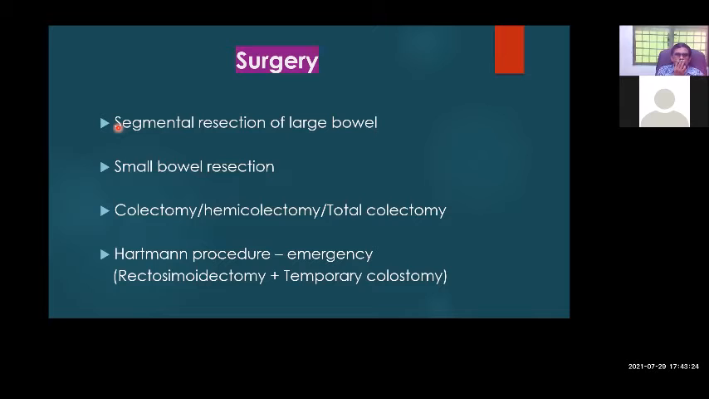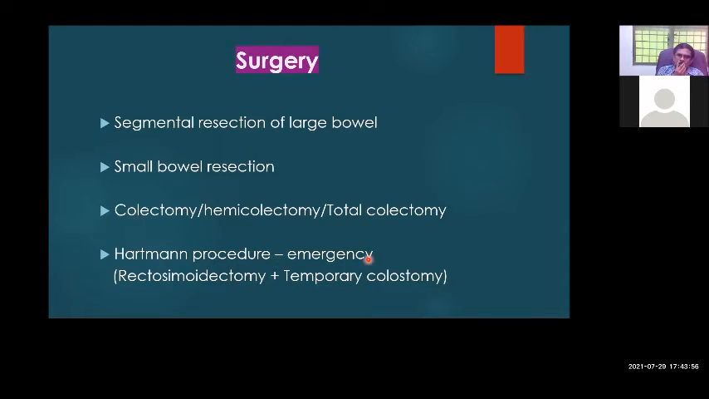Surgery for lower GI bleeding: segmental resection of the bowel. That means you remove the segment of the bowel where the bleeder is, thereby removing the source of bleeding. If it is a small bowel, you can go for resection of the small bowel. If it's a large bowel, you go for some form of colectomy, hemicolectomy or total colectomy. Again, removing the segment that contains the bleeding vessel.